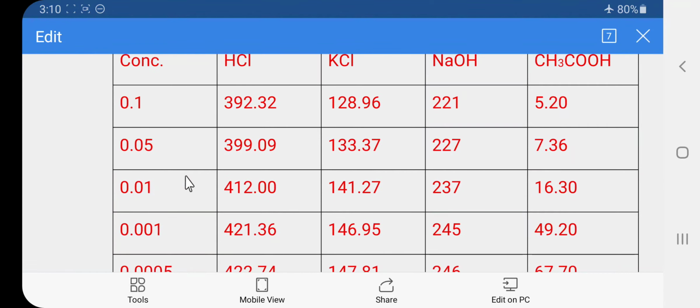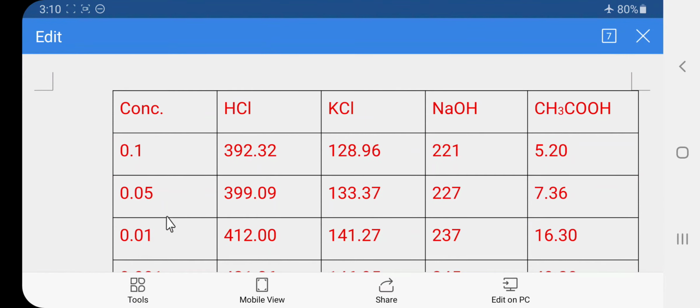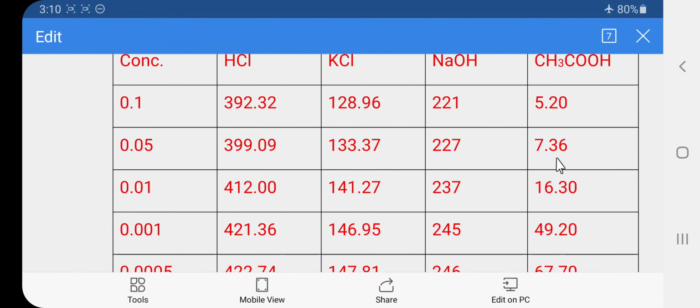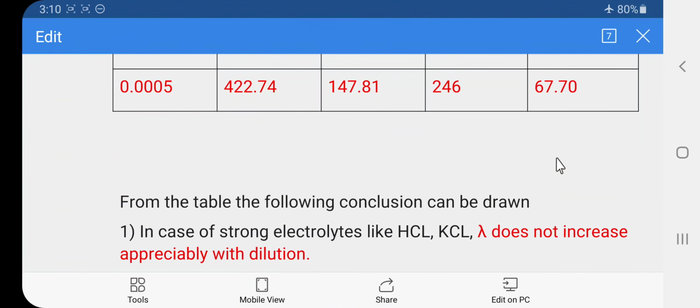Let us consider once again the table. Here this is a higher concentration in this table, 0.1. For HCl the value is 392, for KCl it is 128, for NaOH it is 221, but for acetic acid it is only 5.20. So as compared to these three values, 5.20 is a very small number. This is the second conclusion or observation from the table.